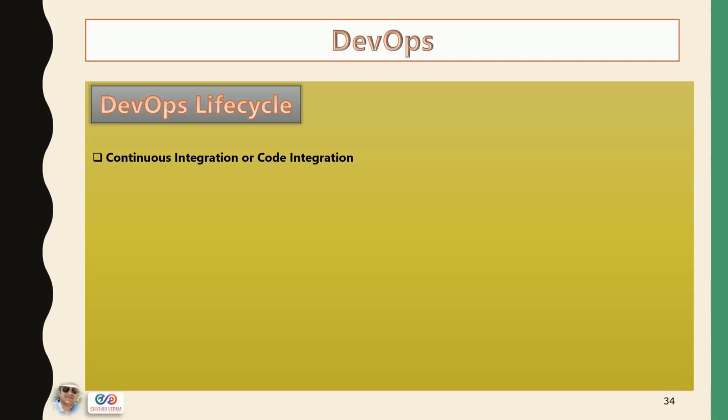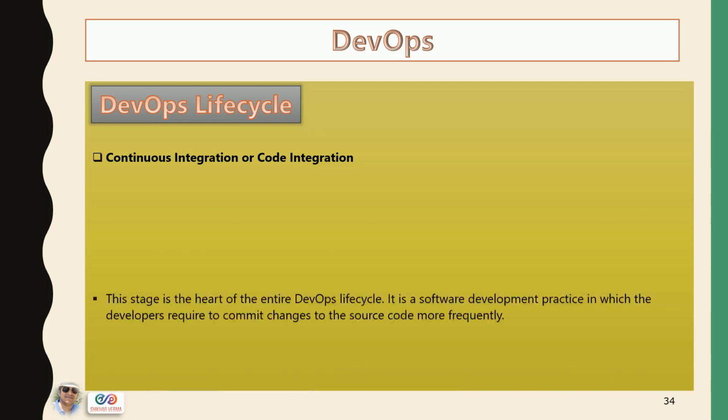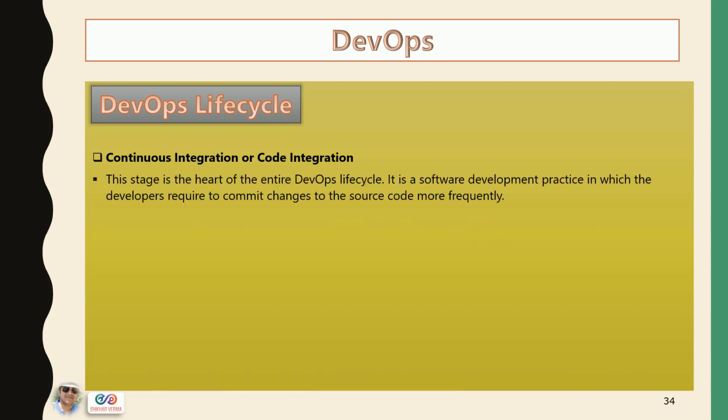Hi, in this lecture I will discuss the next DevOps lifecycle phase, that is continuous integration or code integration. In the previous lecture we got an idea about continuous development. That was the first phase of the DevOps lifecycle, where the planning or software coding takes place. The next stage is continuous integration. It is the heart of the entire DevOps lifecycle.